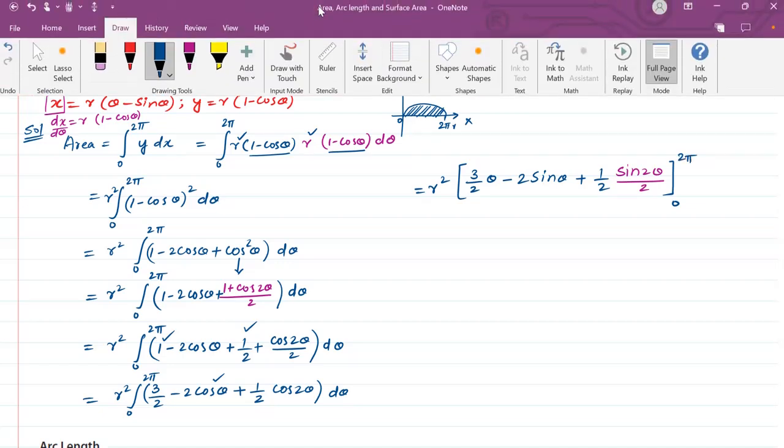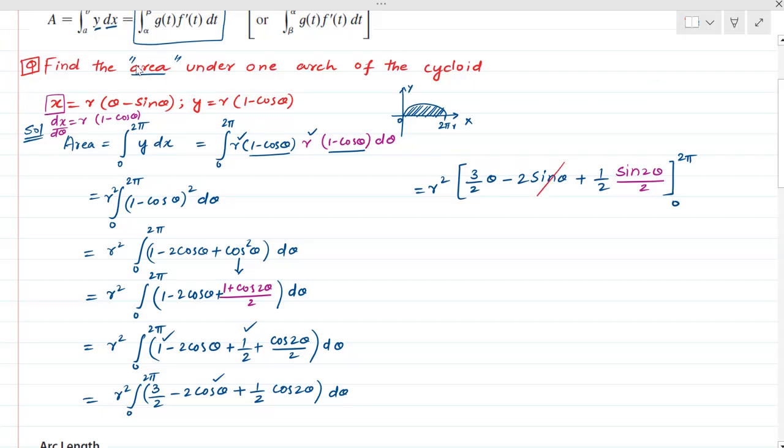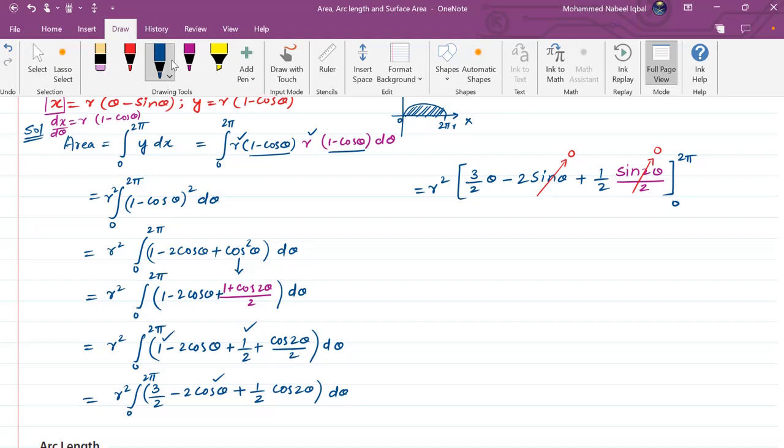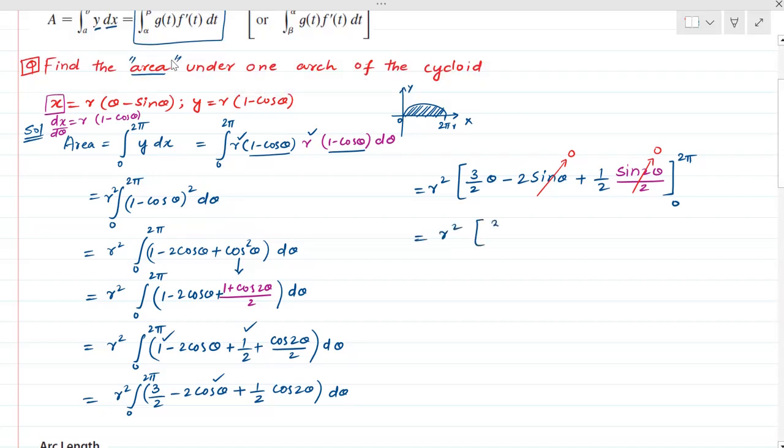Since we evaluate at the upper limit and the lower limit, sine 2 pi is equal to 0, sine 0 is 0. Therefore, this part becomes 0. The sine part is 0. Now here also sine is there. When you put in 2 pi, the entire term becomes 0 and sine 0 is equal to 0. So you will get only one part, which is 3 over 2. So here I will write it here. This is 3 over 2 theta from 0 to 2 pi, which equals 3 over 2, r square is a constant, upper limit minus lower limit. Now 2 with the 2 cancel, you will get here 3 pi r square.